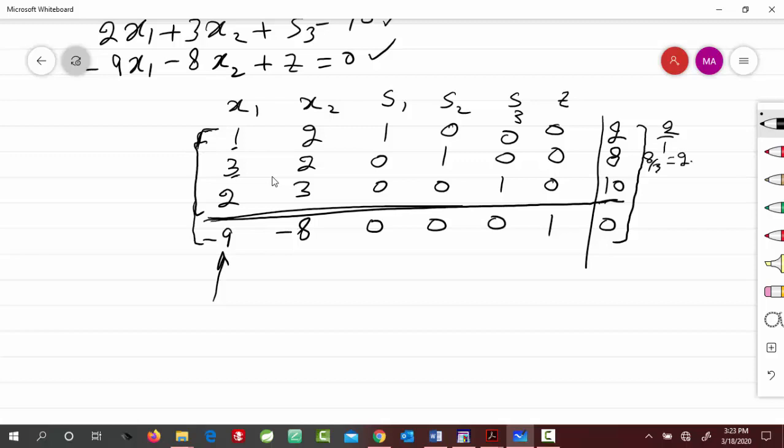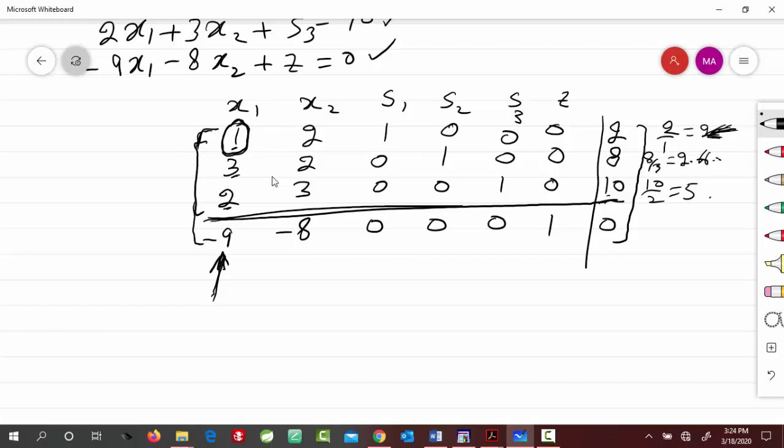That is 2.666. For the third row, the last number is 10, so 10 divided by 2 equals 5. Among these three ratios, the first one is the smallest, in the first row. So this would be the pivot. The pivot is in the column with the most negative indicator and with the smallest corresponding ratio. So first row and first column.